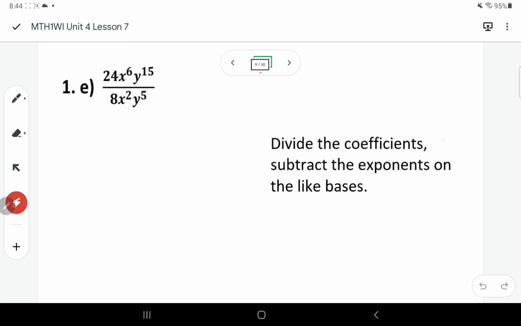Okay, so again, we're going to divide the coefficients and subtract the exponents where we have like bases. My coefficients are just regular numbers. 24 divided by 8 is 3. I have like bases here with x to the exponent 6 and x squared. When I subtract those exponents, I get x to the exponent 4. I also have like bases with y's. I'm going to subtract those exponents. 15 minus 5 is 10. So that's my final answer. I don't have anything else I can do to simplify there.